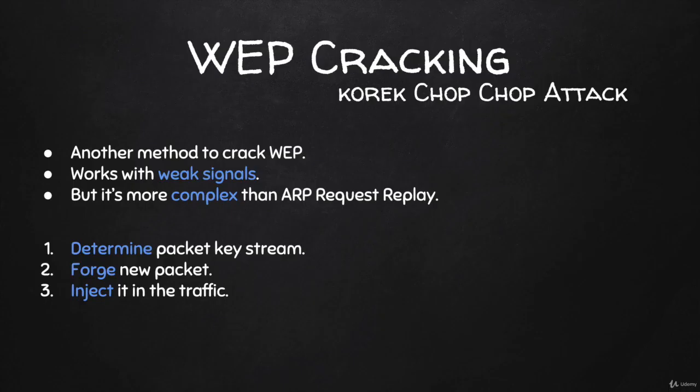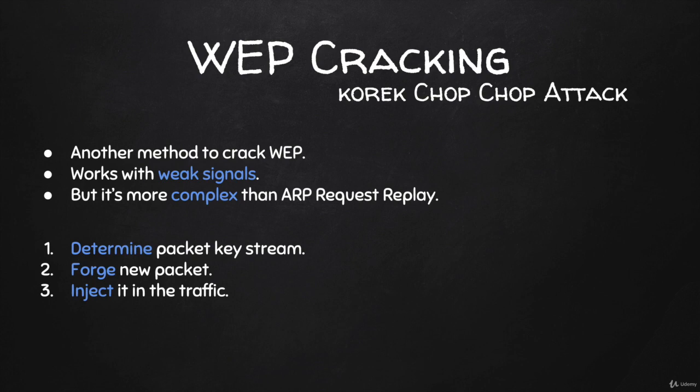Another method of increasing the number of data rapidly in a network that has no clients associated with it, or if it has very low traffic, is the chop chop attack. In this method, instead of directly injecting the ARP packet that we capture, we're going to try to determine the key stream for this packet. Once we do that, then we can create a new packet. So we're going to forge a new packet and inject this new packet into the traffic.